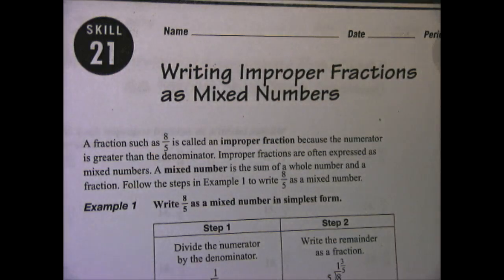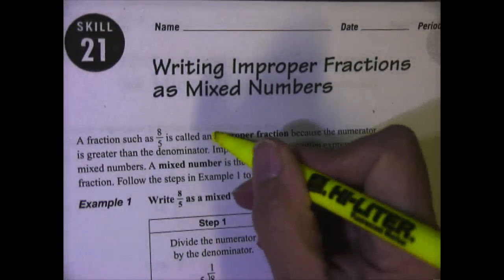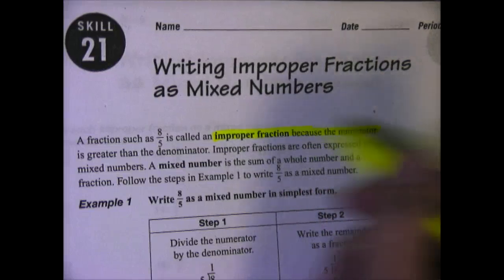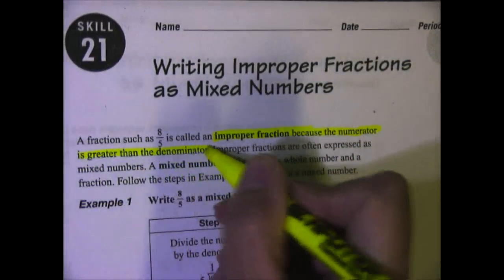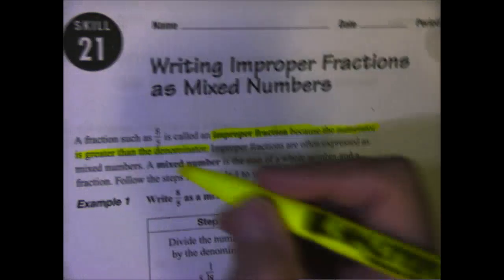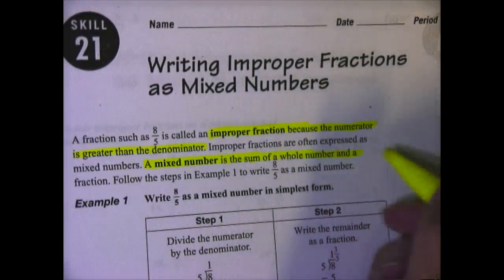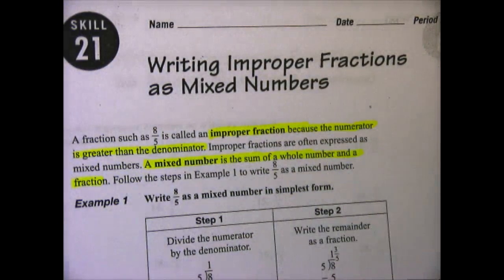A fraction such as 8/5 or 8 over 5 is called an improper fraction because the numerator is greater than the denominator. So anytime you have a numerator greater than the denominator, it is an improper fraction. Improper fractions are often expressed as mixed numbers. A mixed number is the sum of a whole number and a fraction. We're going to follow the steps in example 1 to write 8/5 as a mixed number.